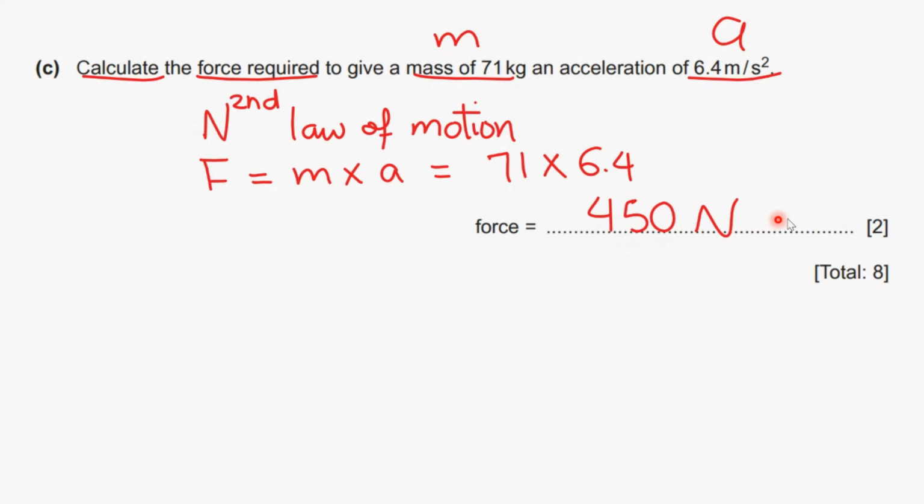Okay, the section has 2 marks. 1 mark for showing Newton's second law of motion with the correct substitution, and finally the correct answer with the unit.